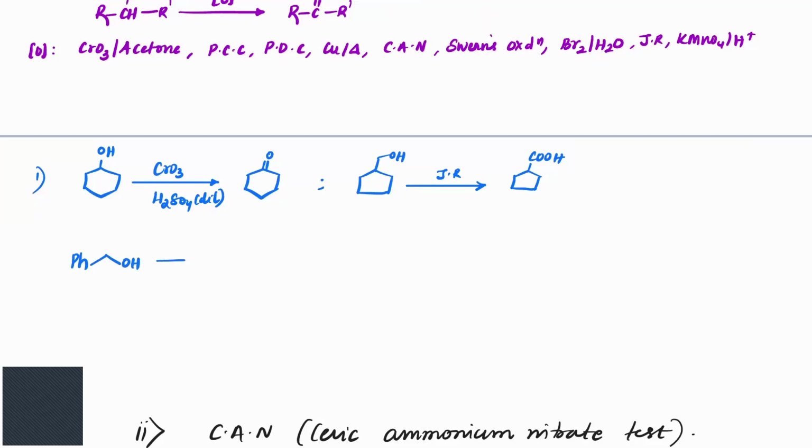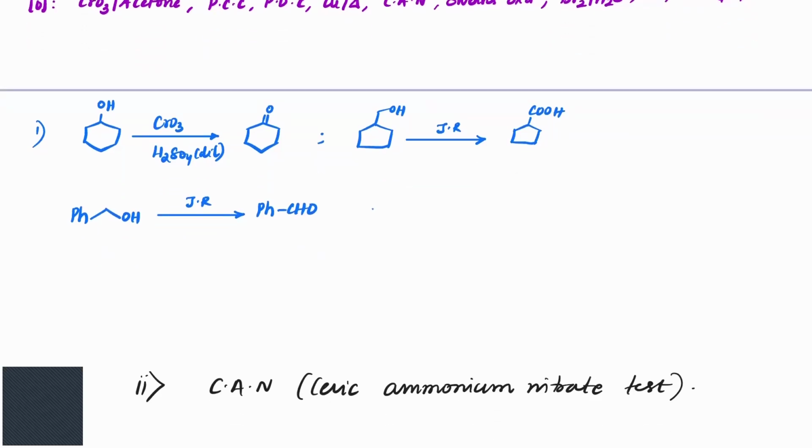If PhCH2OH is given, that is benzyl alcohol, and you are reacting it with Jones reagent, this is an exception. The Jones reagent does not oxidize that easily when an aromatic aldehyde forms. And if you have a simple alcohol here, and we are treating that with Jones reagent, it will definitely convert into a carboxylic acid.